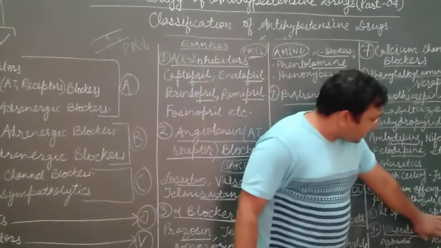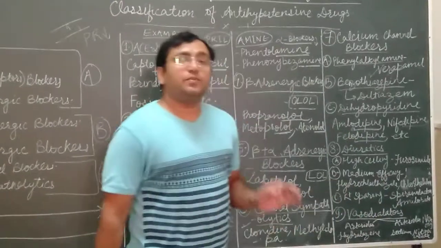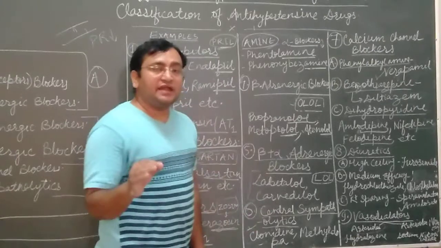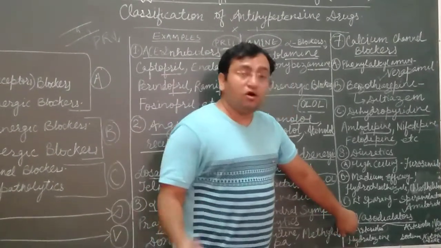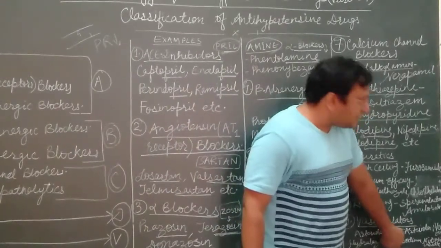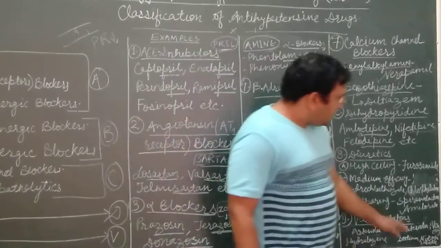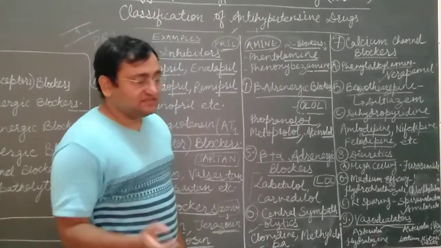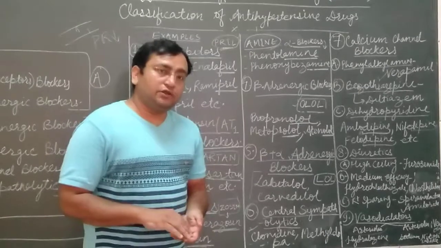Next category is arteriolar plus venous vasodilators. That means they can dilate the arteries and also veins. For example, sodium nitroprusside. Sodium nitroprusside will dilate both arteries and veins, so that the blood pressure will be reduced.